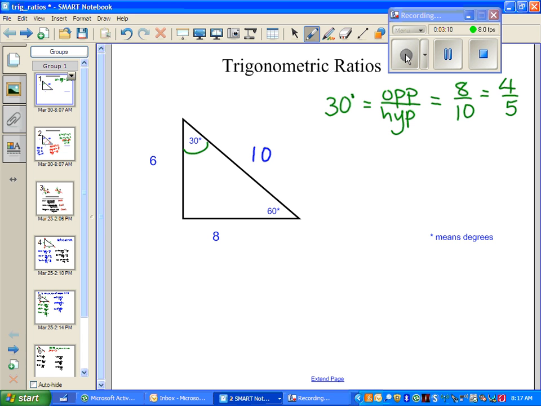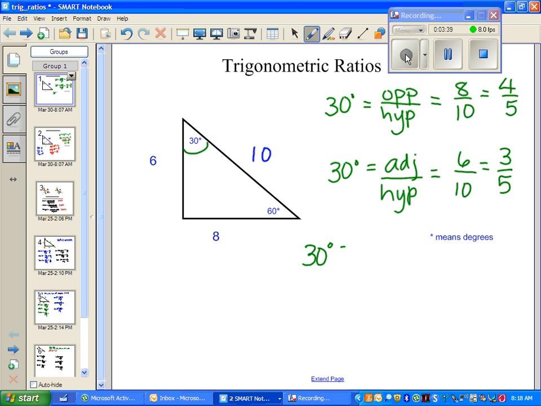So again, looking at this 30-degree angle, could somebody tell me the ratio for the length of the adjacent side over the length of the hypotenuse? Tell me that as a ratio. 6 over 10. Right. 6 is adjacent to the 30-degree side, and the hypotenuse is 10. Rebecca, what does that equal? 3/5. Good.